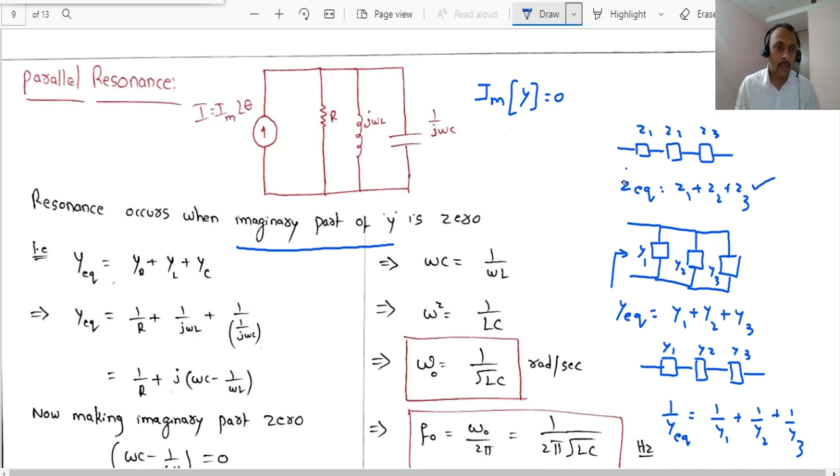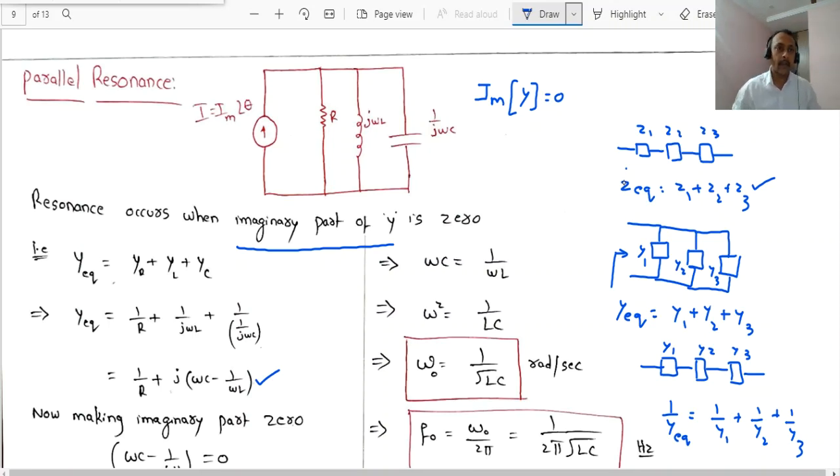So Y equivalent equals, but what is YR? It is 1 by R. YL, the admittance of the inductor j omega L, is 1 by j omega L. And for the capacitor, it is 1 divided by 1 by j omega C. Now if you take j common, we will get 1 by R plus j of omega C minus 1 by omega L. This step is very important.